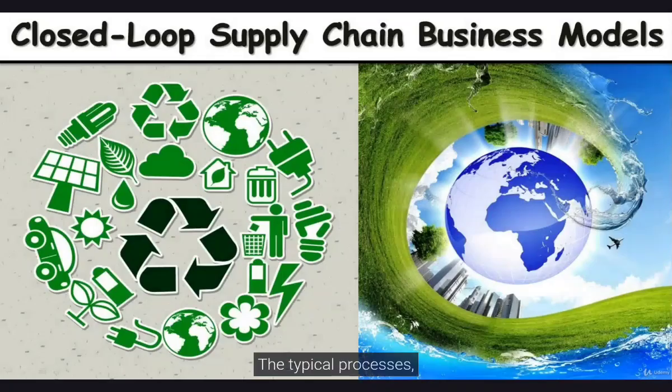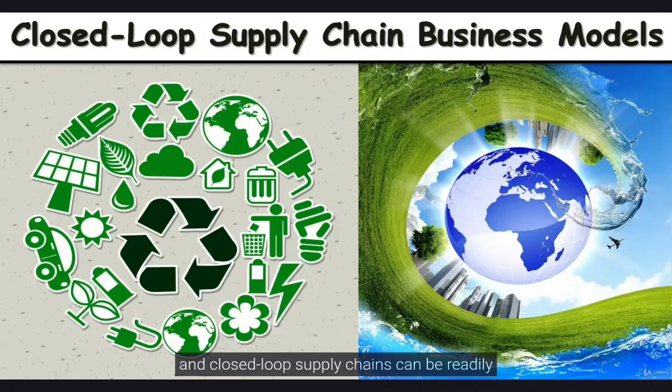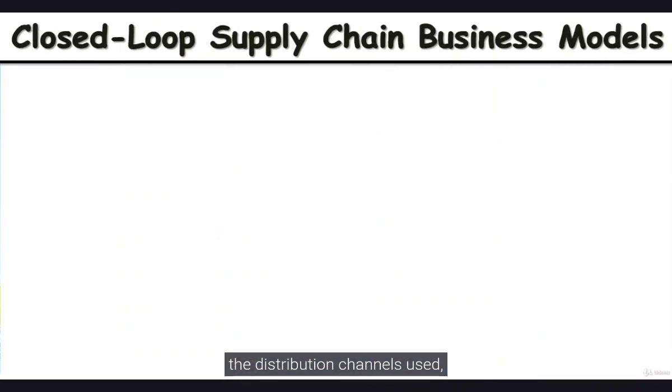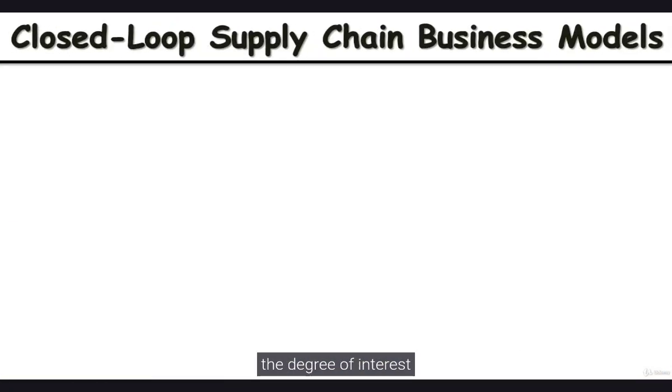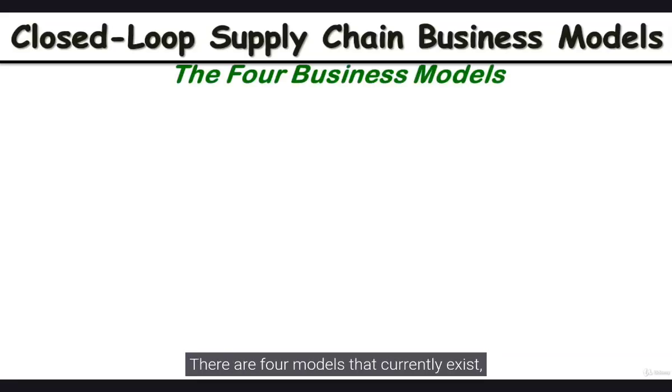The typical processes addressing reverse logistics and closed-loop supply chains can be readily classified depending on the characteristics of the manufacturers and sellers, the buyers, the distribution channels used, the use of third and fourth-party logistics providers, the degree of interest, and the value of the material in the process. There are 4 models that currently exist.